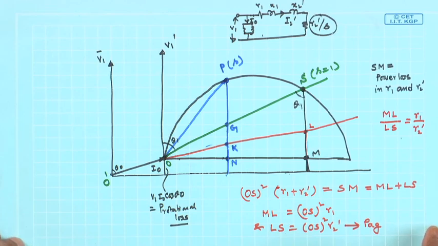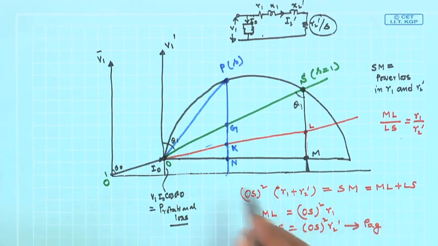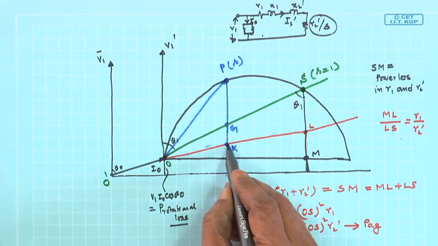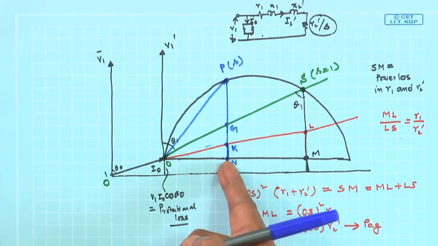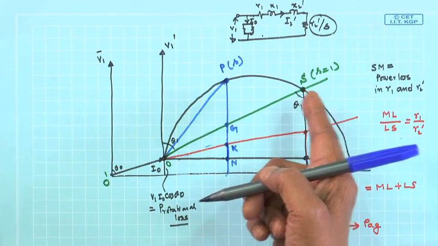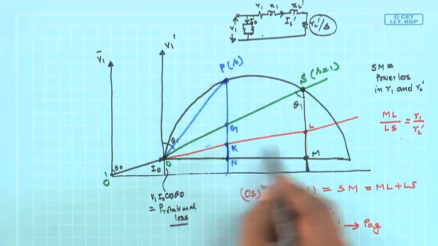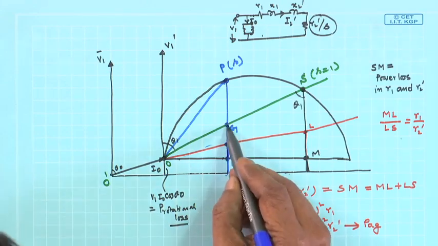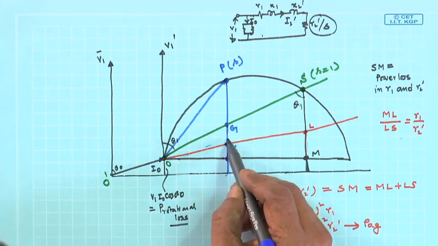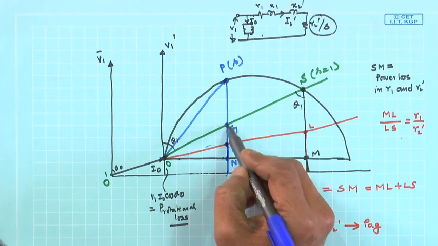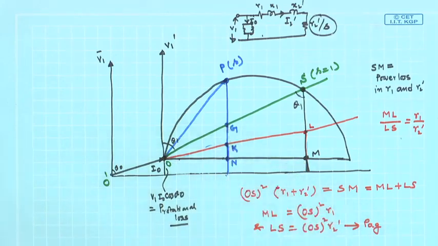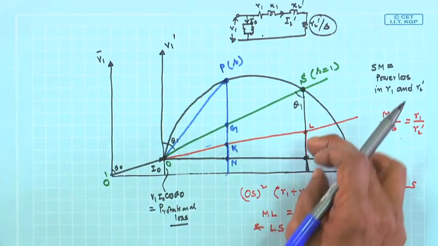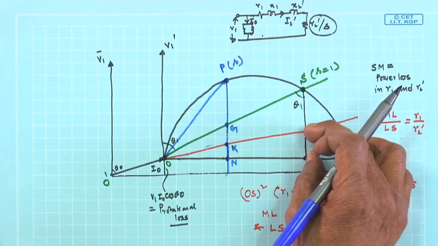Therefore, you can easily see or show that this length will also represent copper loss at slip S in the stator, and this will be the copper loss at slip S in the rotor. Got the point? Because you can always find out these ratios.